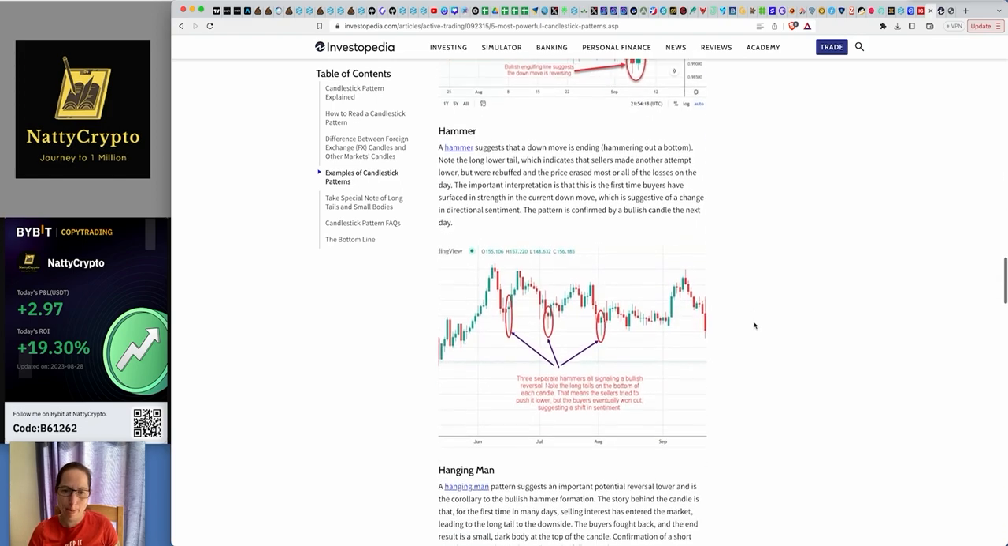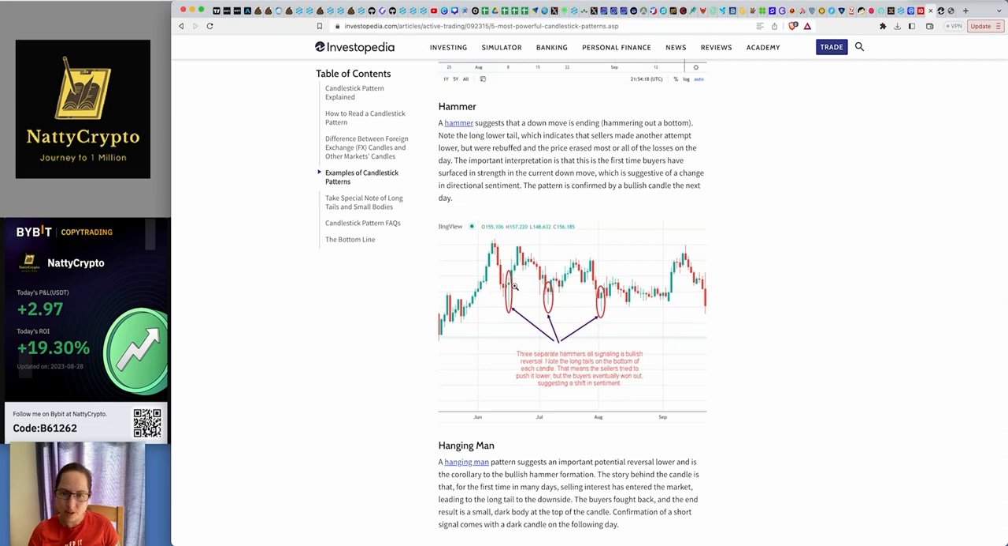Right, the hammer. Like these are your hammer candles, as it's explained below. Suggests that a down move is ending, hammering out a bottom. Note the long lower tail, which indicates the sellers made another attempt lower, but were rebuffed and the price erased most or all of the losses on the day. The important interpretation is that this is the first time buyers have surfaced in strength in a current down move, which is suggestive of a change in directional sentiment. The pattern is confirmed by a bullish candle the next day.